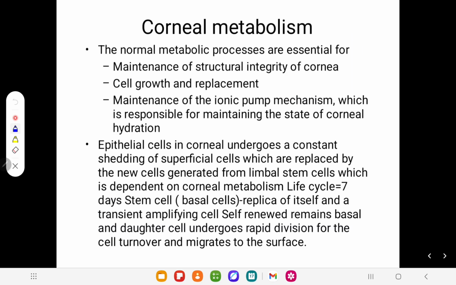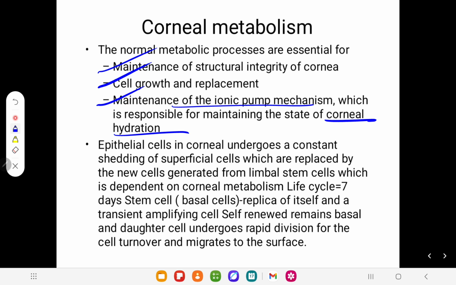So corneal metabolism: the normal metabolic processes are essential for maintaining the structural integrity of the cornea, cell growth and replacement, definitely, and maintenance of the ionic pump mechanism. We have already talked about it. Why? Because the corneal endothelium needs oxygen. Why? Because the corneal endothelium depends on the active pump mechanism. For active pumping, we need ATPs, isn't it? Which is responsible for maintaining the corneal relative state of dehydration.